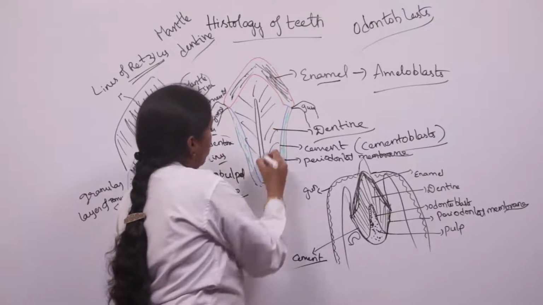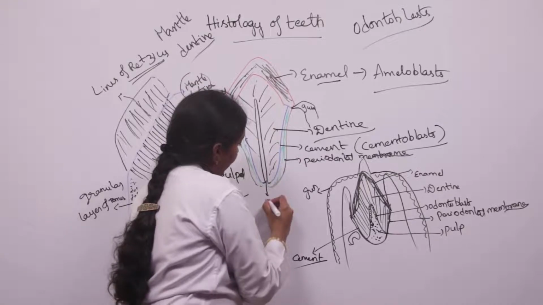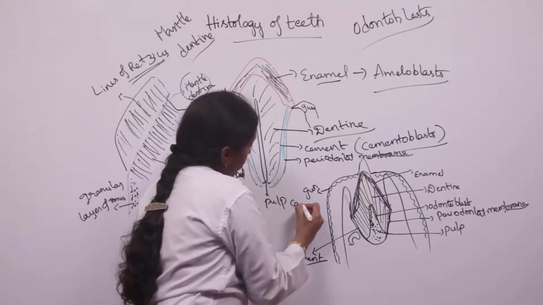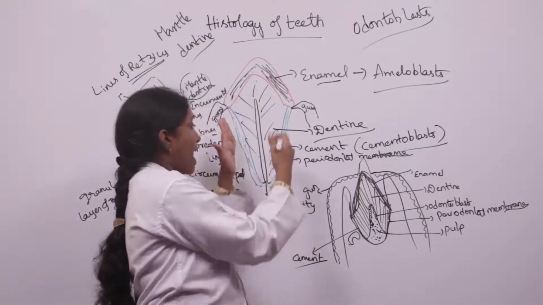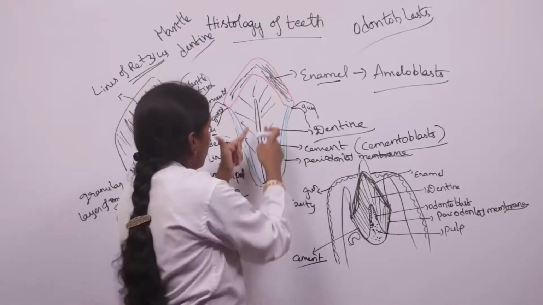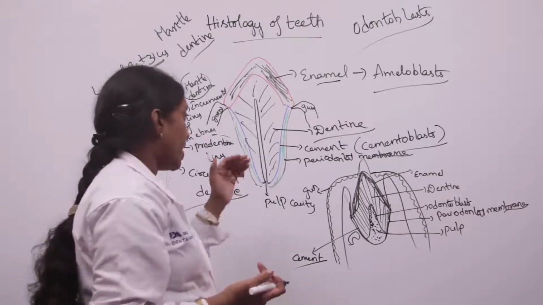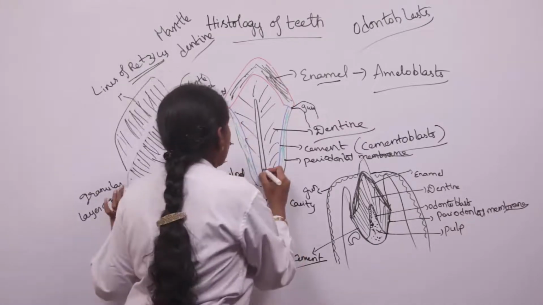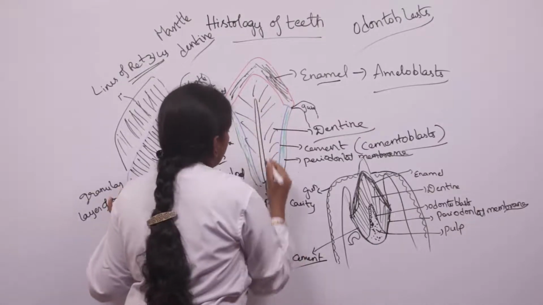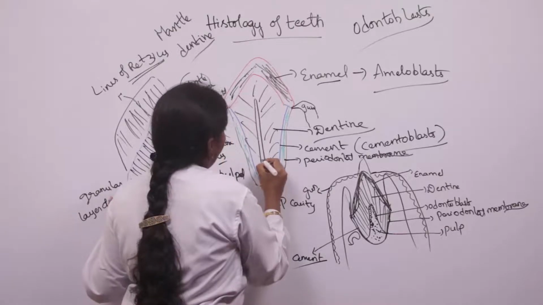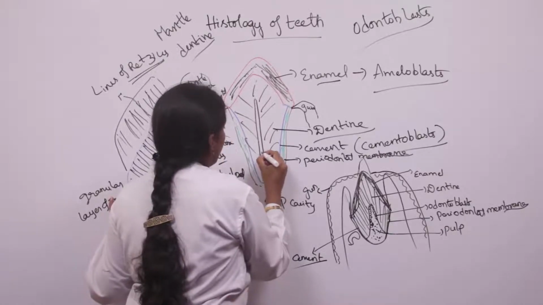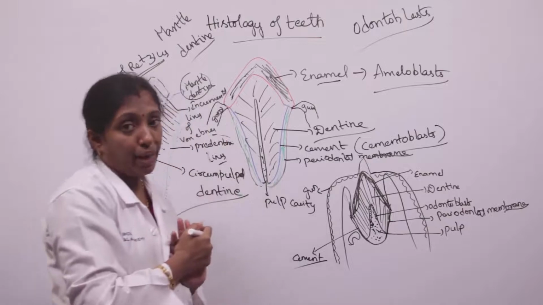And here we have this part, which we call the pulp cavity. At first the pulp cavity is very large. As the formation of dentine takes place, the pulp cavity becomes very narrow, and it is traversed by a mass of cells as well as nerve plexus and blood vessels. So the pulp cavity consists of a mass of cells, blood vessels, and nerve plexus.